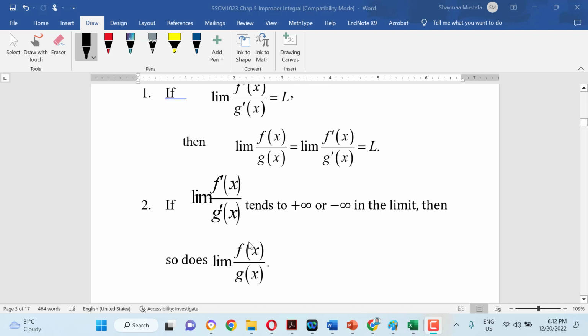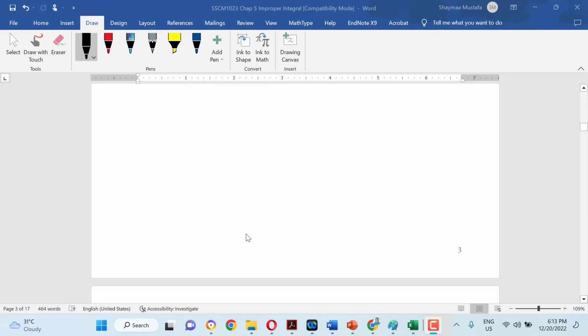In the case that the limit goes to infinity or minus infinity, so the limit of f of x over g of x also will go to infinity or minus infinity. In this case, we say that this is a divergent limit.